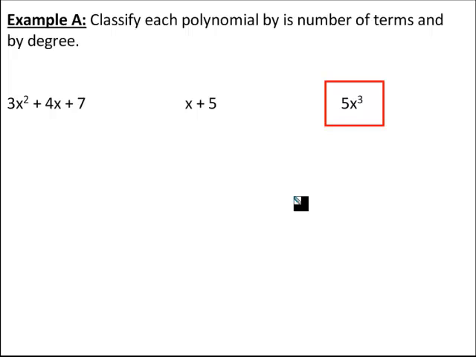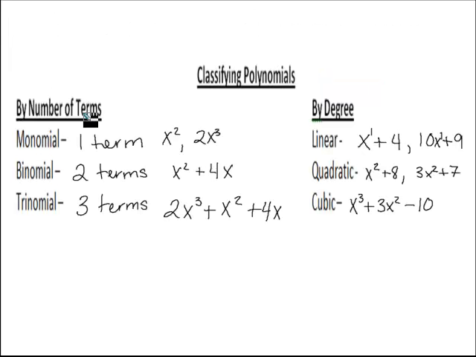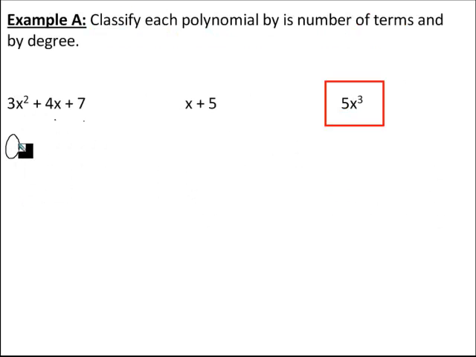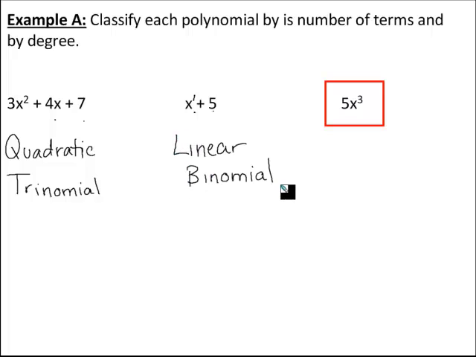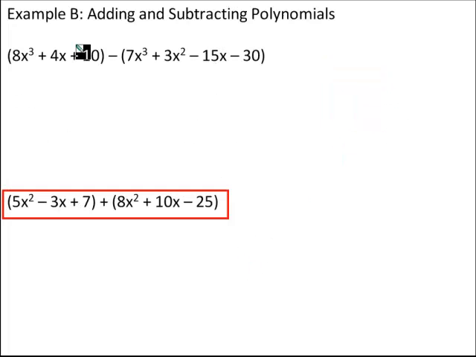If we were to classify each of these polynomials by its terms and degree, this one has 1, 2, 3 terms, and the highest exponent is 2. So we have 3 terms, trinomial, highest exponent is 2, quadratic. We have a quadratic trinomial. Here we have 2 terms, and the highest exponent is 1, so this is going to be a linear binomial. And for class, I will let you classify this third polynomial.